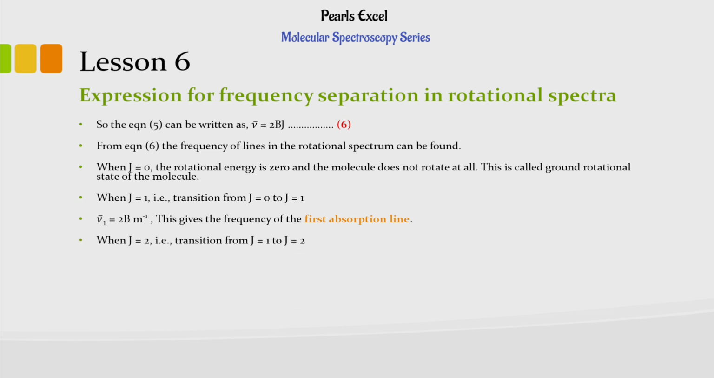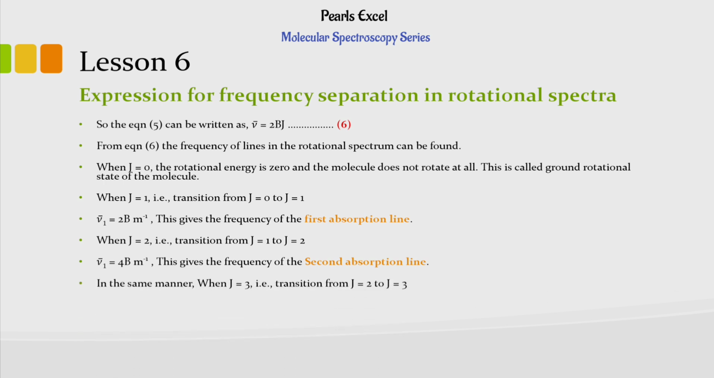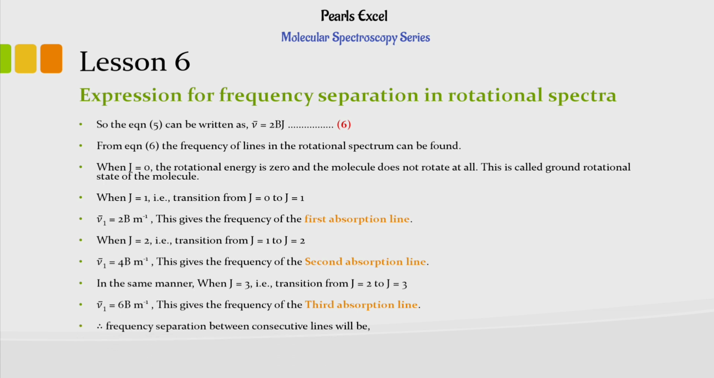Next, when J is equal to 2, that is, transition from J = 1 to J = 2, this gives the frequency of the second absorption line. That is ν bar 2 = 4B meter inverse. In the same manner, when J is equal to 3, that is, transition from J = 2 to J = 3, this gives the frequency of the third absorption line. That is ν bar 3 = 6B meter inverse.